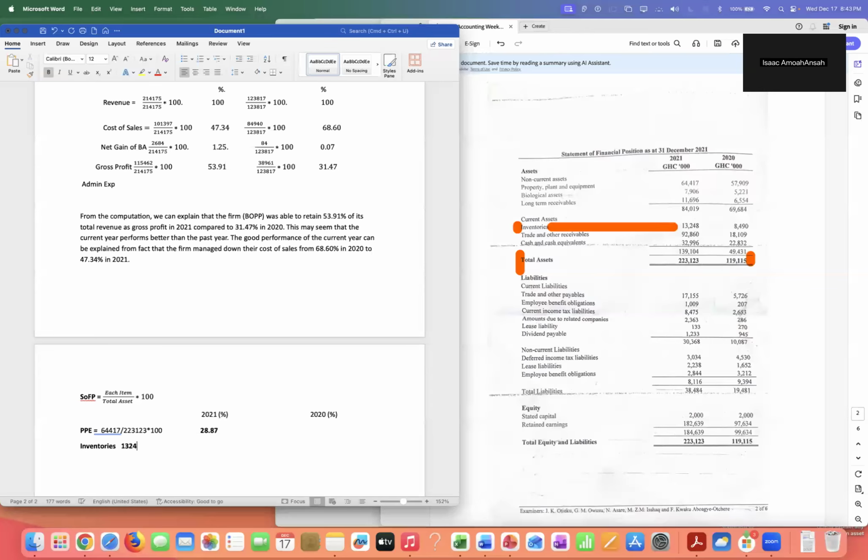Okay. Let's go. 13,248 divided by total asset. Total asset is 223,123 times 100. All right. Okay, so let's continue.